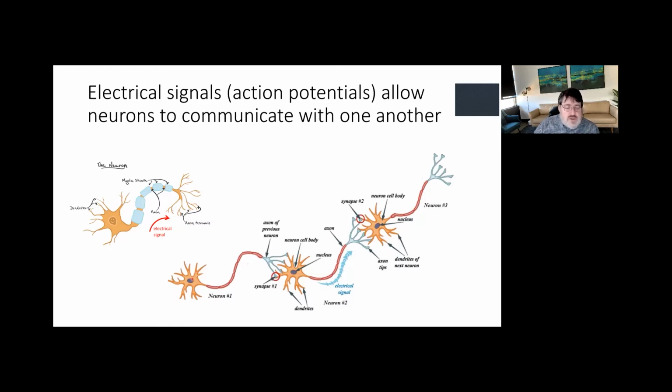Now, why do you want to do that? Well, normally a signal travels in the brain. This area is the output structure of the neuron, and that talks to other neurons. And you can see here, this neuron 1, if an action potential comes along here, it talks to neuron 2 through these specialized structures called synapses.